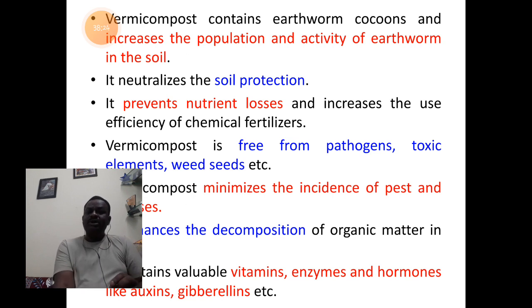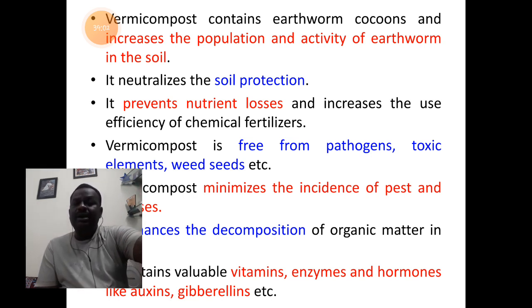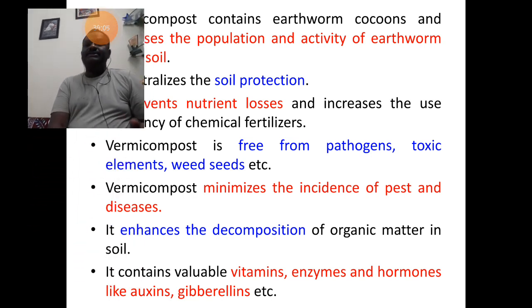Vermicompost contains the earthworms and their cocoons, which easily increases the population of earthworms in the given soil. So the cocoons present in the soil will help in the growth of earthworms in the given soil. We have seen that vermicompost has a pH of 6.5 to 7. So this pH will give protection for the soil well. And also it prevents the nutrient loss for the soil when compared to chemical fertilizers.